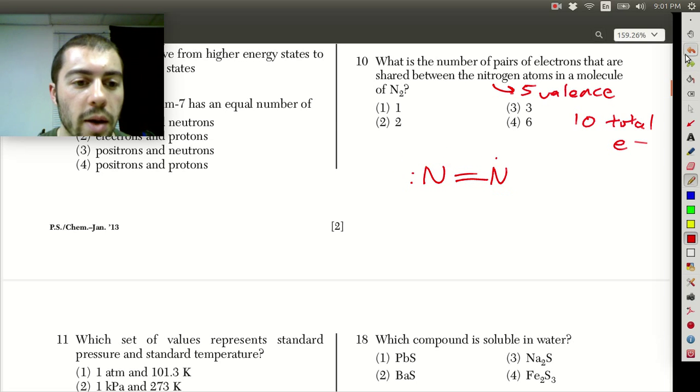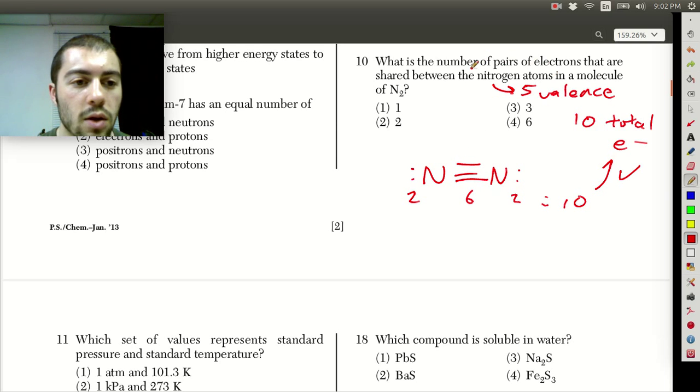So the best Lewis structure that you can come up with here is a triple bond with 2 lone pairs, 1 on each nitrogen. So if we count up the electrons here, we have 2 plus 6 plus 2, making 10, which satisfies the 10 valence electrons that we needed here.